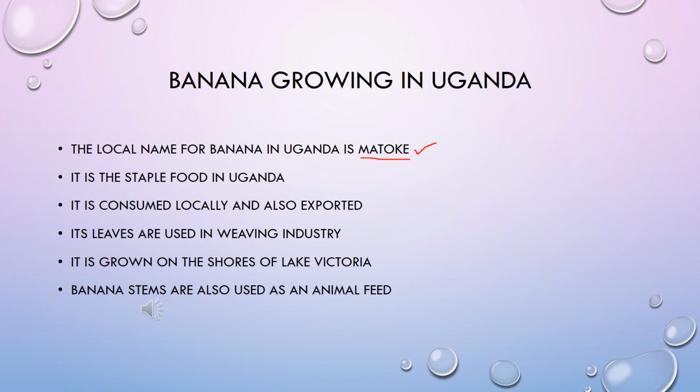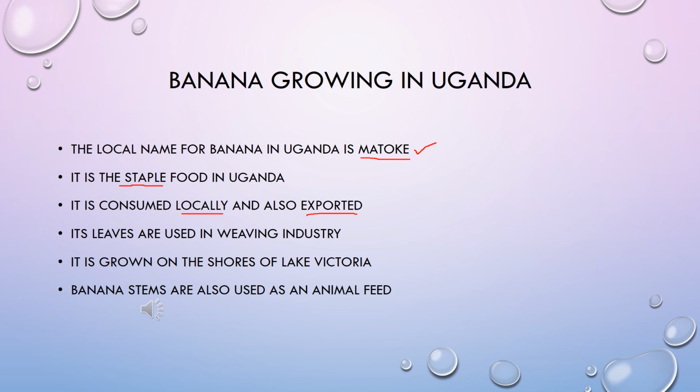It is the staple food in Uganda. Staple food means this is a food which is depended on by the people on a daily basis. For example, the staple food for Kenya is maize. The staple food for Tanzania is also maize. In Uganda, the staple food is matoke, also known as banana. It is consumed locally, and also it is exported. So Ugandans grow bananas both for local consumption and for exportation.